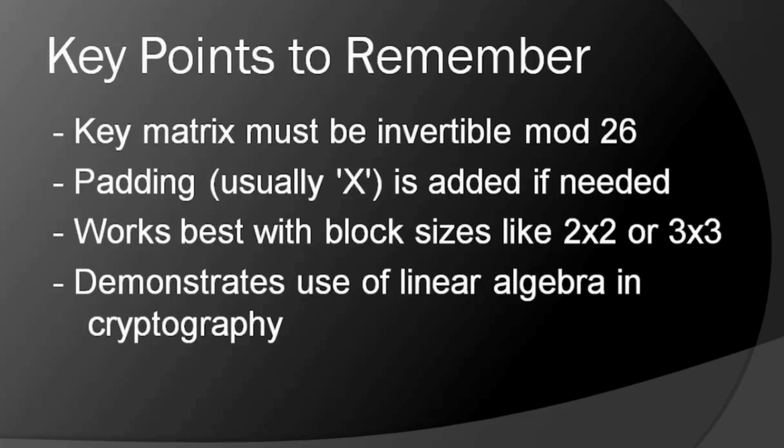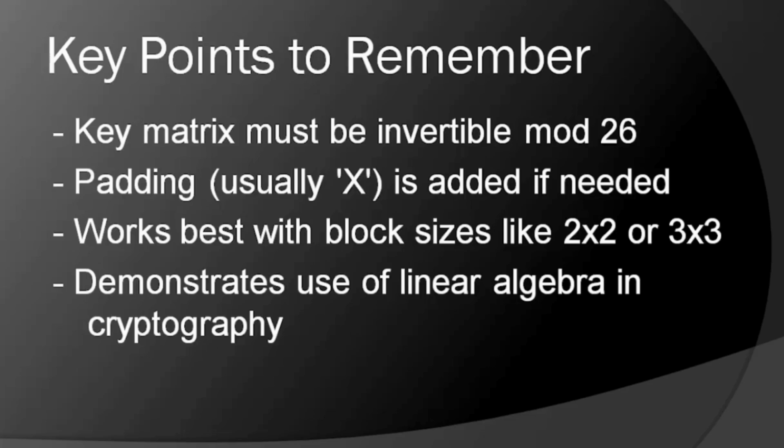Now, what are the key points we can remember about the Hill cipher? The first is that the key matrix must be invertible modulo 26, otherwise decryption is not possible. Padding, usually with the letter X, is added when needed. The Hill cipher is often demonstrated with 2 by 2 and 3 by 3 matrices. And it is a great example of how mathematics, especially linear algebra, is used in cryptography.